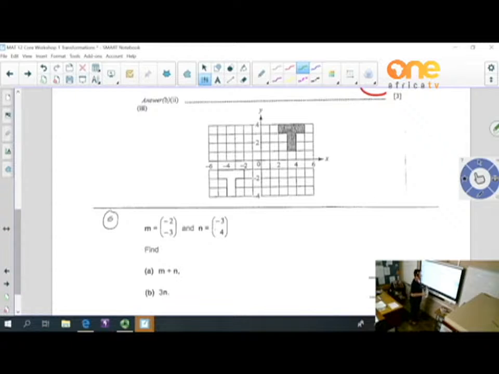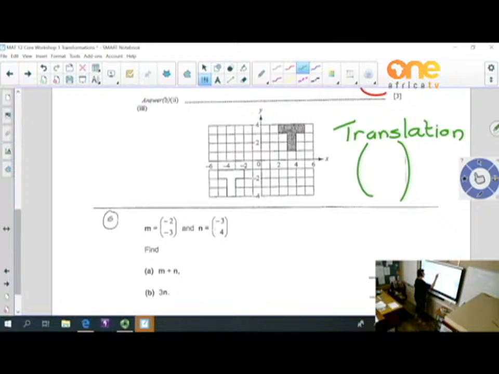The next one. Which transformation is this one? This is now the translation. This is the translation. So it's the slide. Can you see? From here to here. Now we have to find the column vector. So x and then y.